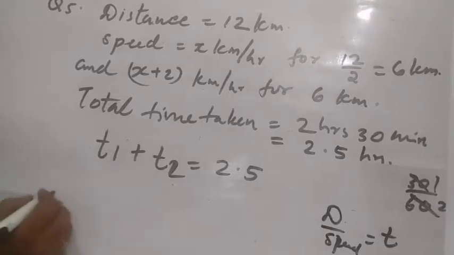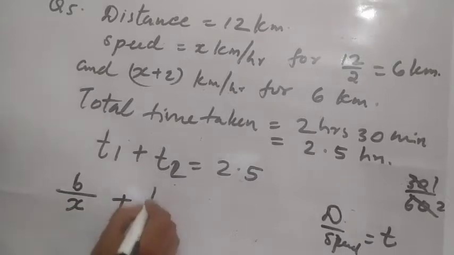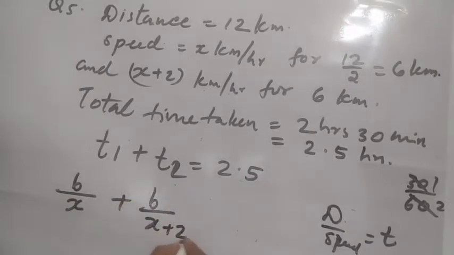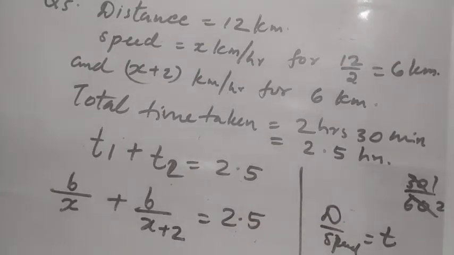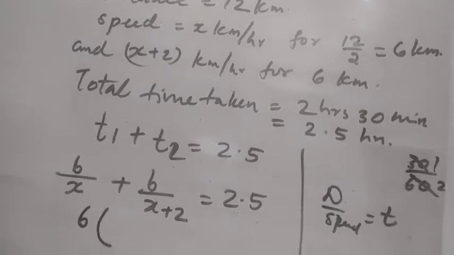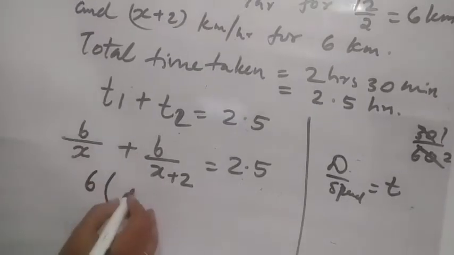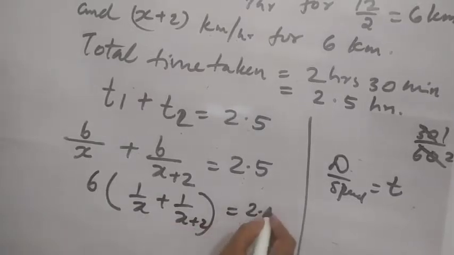Okay, so what is the first time taken? 6 divided by x, and the second time taken is 6 by x plus 2. Total time taken 2.5. This is the equation, and we have to simplify it to get the standard form of a quadratic equation, then factorize to get the value of x. Here we can take 6 outside. 6 is common here. Okay, 6 into 1 by x plus 1 by x plus 2 gives 2.5.